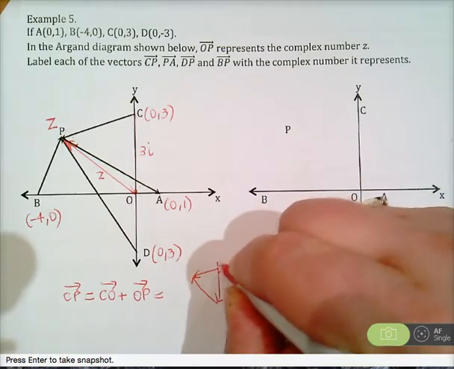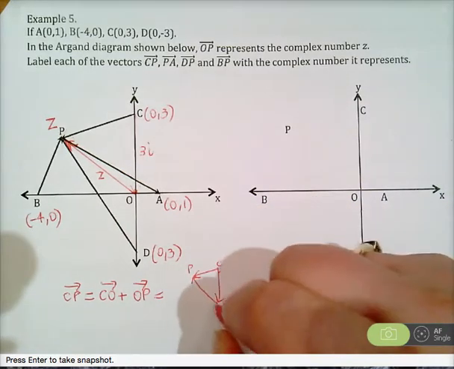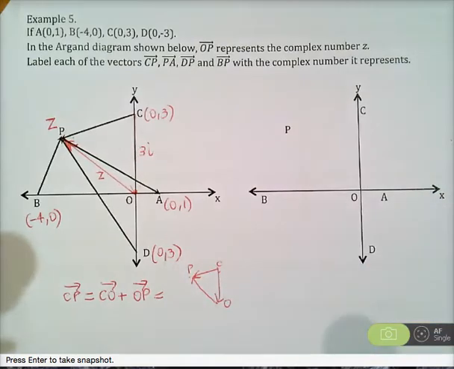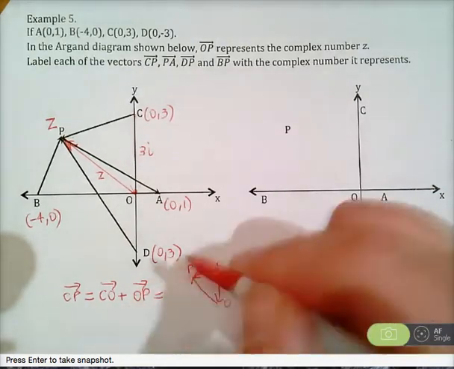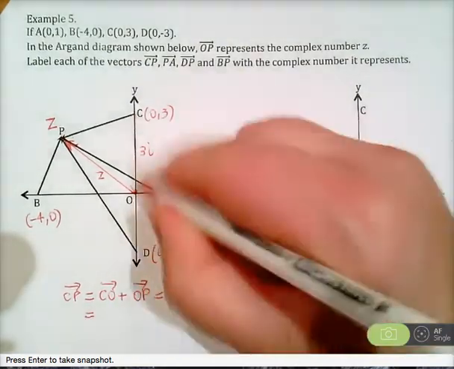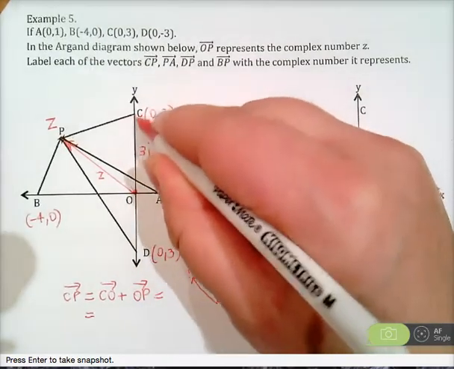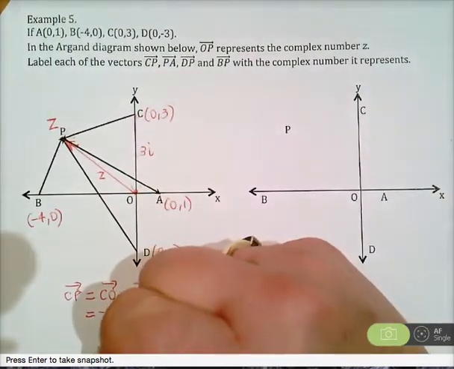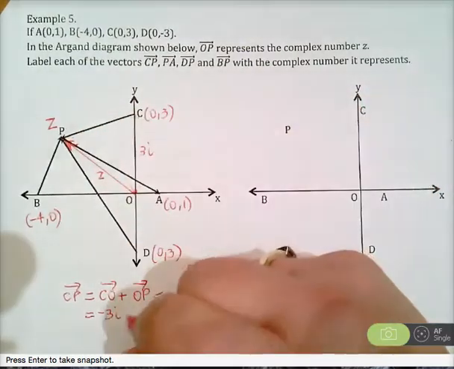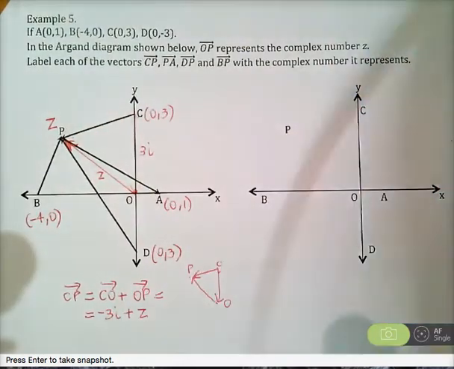So I've got that there. So CO, if OC is 3i, then CO is -3i, and from O to P is Z. So therefore, CP is represented by the complex number Z minus 3i. So that's the first one, okay?